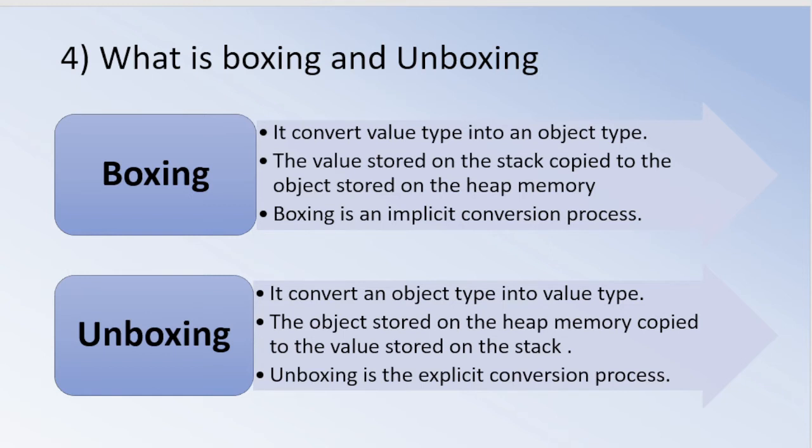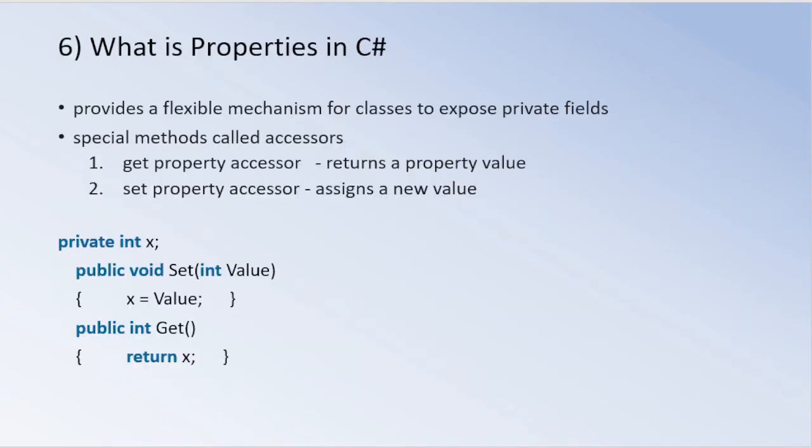Whereas unboxing converts object type into value type. Here, the object stored on heap memory copies the value to stack memory. And unboxing is an explicit conversion process. Okay. Then moving to the next question.